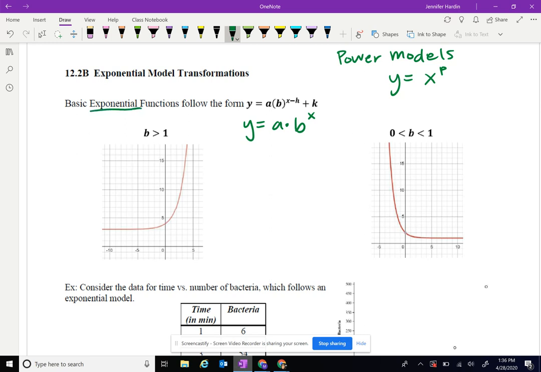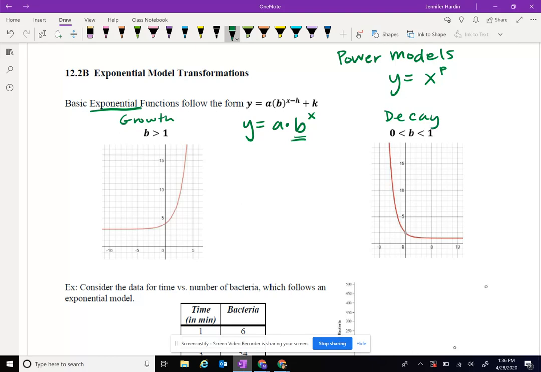So if that base is multiplying by a number that's greater than 1, that's when we had exponential growth. And if b is a number or decimal or fraction between 0 and 1, then it represented exponential decay.